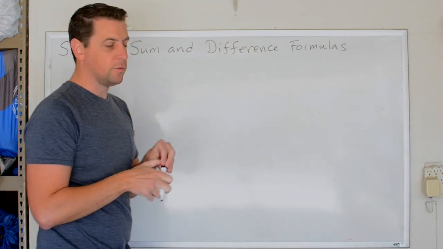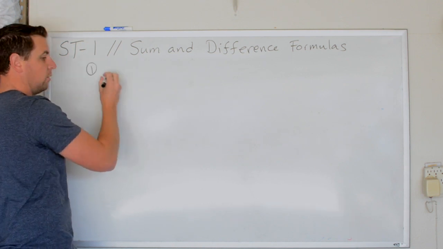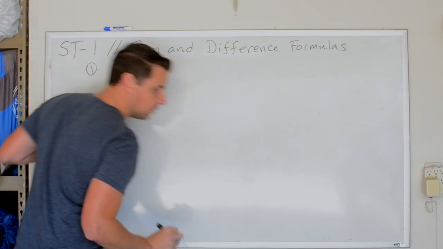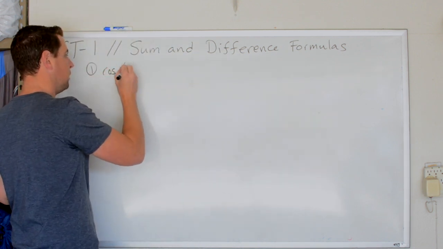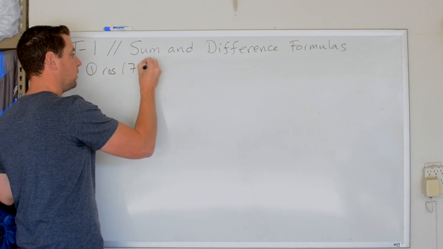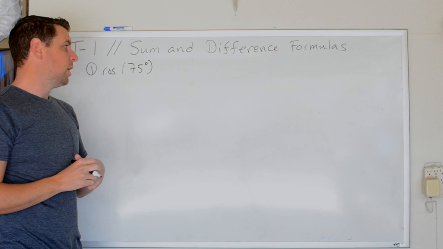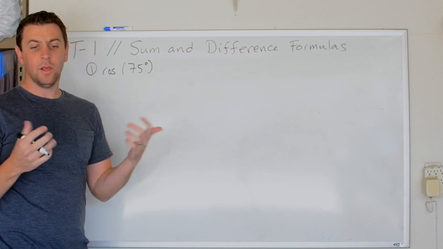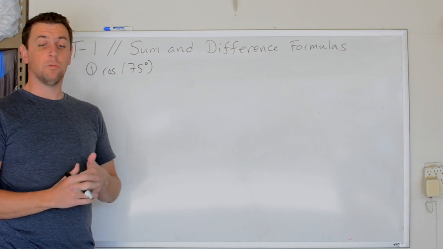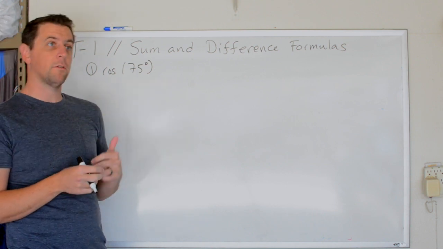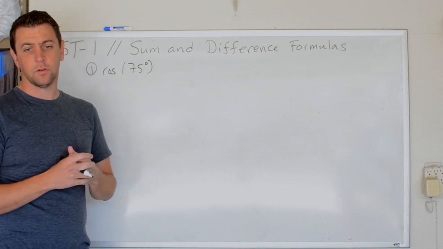Alright, so getting into our first example, here's our goal. We're going to try to find the exact value of cosine of 75 degrees. Now, if I want to find cosine of 75 degrees, what we're going to quickly realize is that if we don't have a calculator, 75 degrees does not fall on our unit circle. Like, we know what cosine of 30 degrees is, or 45 degrees is, or 60 degrees, but 75 isn't one of those angles on our unit circle.